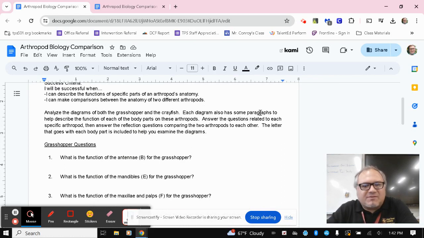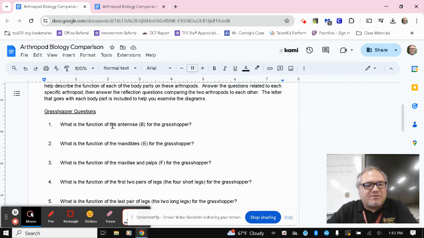So those are the diagrams I want you to analyze. Each diagram also has some paragraphs to help describe the function of each of the body parts on these arthropods. So again, look for that bold text to help you identify a certain body part and read through the description of what it does. Answer the questions related to each specific arthropod, then answer the reflection questions comparing the two arthropods to each other. The letter that goes with each body part is included to help you examine the diagrams.